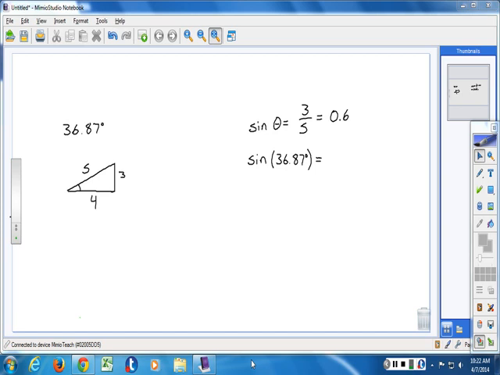Well, obviously, if the number is less than 1, it means it's smaller, right? Can this number ever be bigger than this number? No, because then it's not a triangle anymore. We can't have one of the sides bigger than the hypotenuse. So is sine ever going to be bigger than 1? No. If that was possible, it would mean this is going to have to be bigger than this. It's not possible. That's not a triangle anymore. So that means that in sine, no matter what we try and plug in for sine, we're never going to get a number bigger than 1.